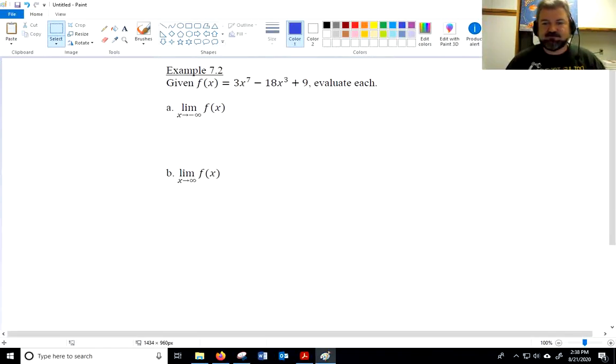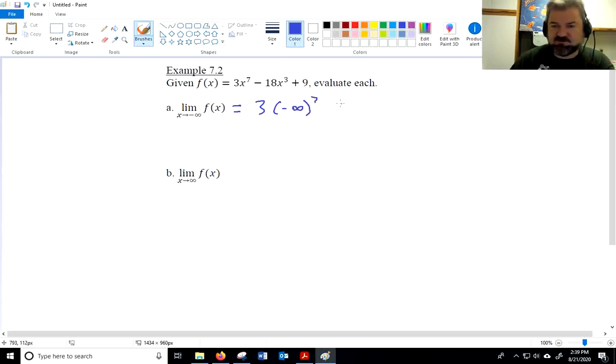All right. Example 7.2, given f of x equals 3x to the 7th minus 8x to the 3rd plus 9. Let's evaluate each limit. First thing we're going to do is plug in. If you know the shape of this graph and you know your end behavior from pre-calculus and algebra 2, this could make the problem a little quicker, or at least let you check your work, but it's not necessary. So I'm going to plug in infinity, because that's what we do with limits, right? We try direct substitution first.